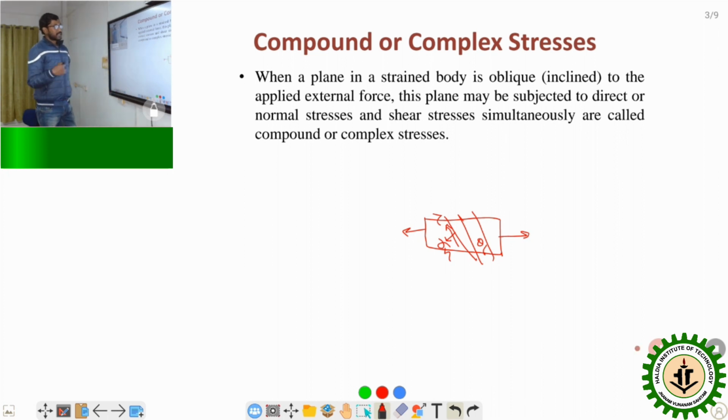From the design point of view, when a plane in a straight body is oblique to the applied external force, then this plane may be subjected to direct or normal stress and shear stress simultaneously. This stress system is known as compound or complex stresses.